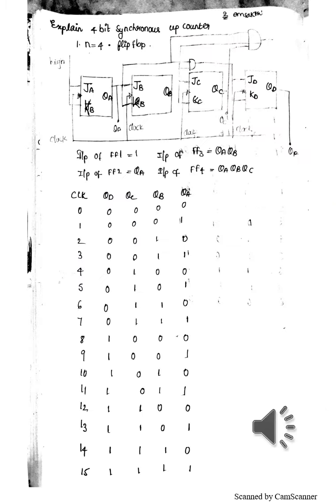This is the 4-bit synchronous up counter truth table, and you can see that the value will vary from 0000 to 1111. By applying each and every clock pulse, the value gets increased by 1, 2, 3, 4, 5, 6, 7, 8, 9, 10, and the value gets increased till 15.